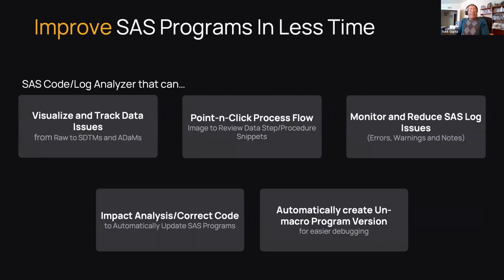Next slide, please. So what you have is improving your SAS programs. What you're seeing is a glimpse of what I consider to be a SAS code log analyzer. What we've been doing manually is now available in this type of tool where we can visualize and track data issues. We have three paths: raw to SDTMs, SDTMs to ADaMs, and then ADaMs to TLGs. Each of these paths is very important to make sure that there aren't any issues. You can break these up into components, and you can visualize and track the issues. So that's really useful. Point and click process flow. I mean, who doesn't like being able to navigate very easily?